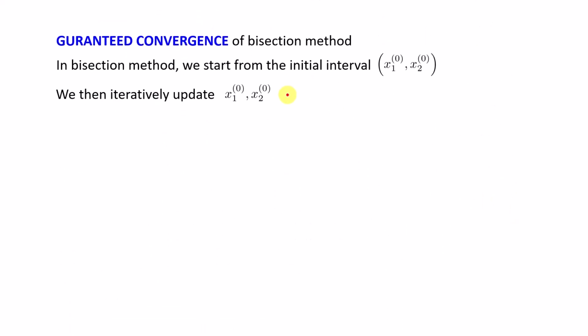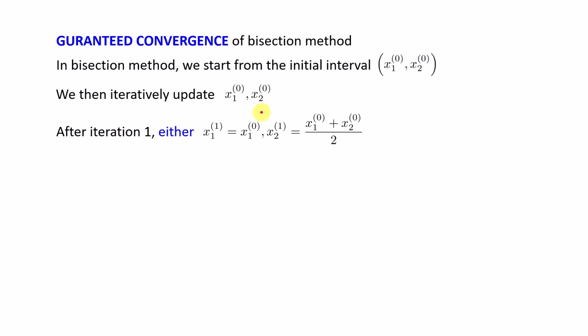One major advantage of the bisection method is that it will always converge to the root, and that is a huge advantage in any engineering application. So let us take that we are starting from this interval x1 and x2, and this 0 indicates their 0th value. So the initial values of x1 and x2 mean it is their 0th iteration. We'll now iteratively update this x1 and x2. When we update them, we go to the first iteration.